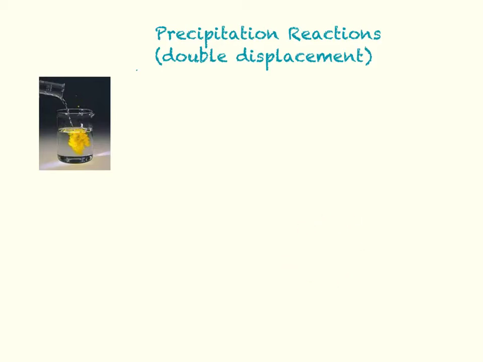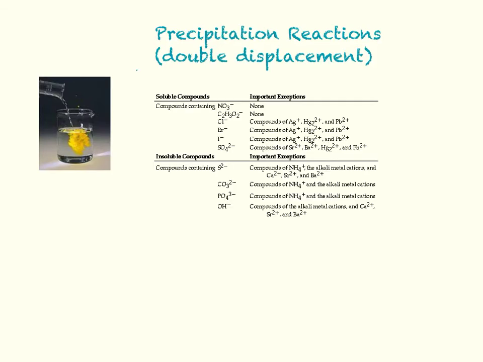How do you know which is the solid? You have to use something called a solubility table. There's lots of different types of solubility tables. Here's an example of one. Soluble means it will dissolve, so that's the compound that will not be the precipitate. It's not the solid. It's the exceptions that are the precipitate.